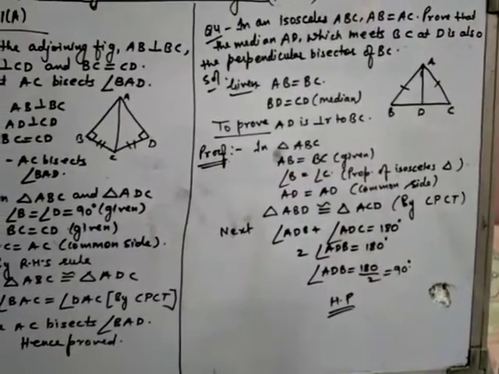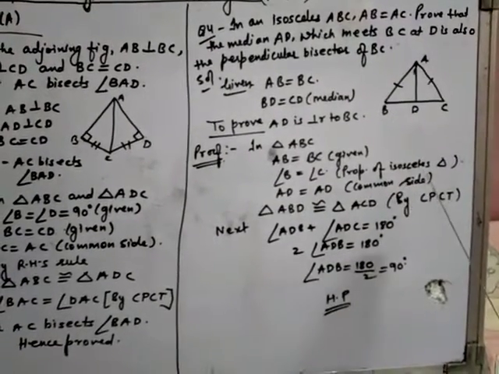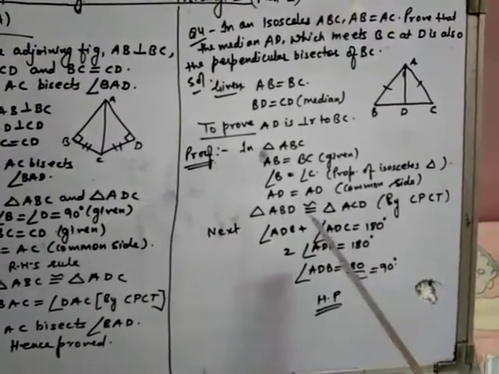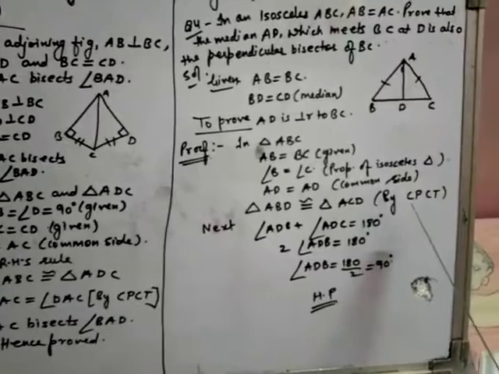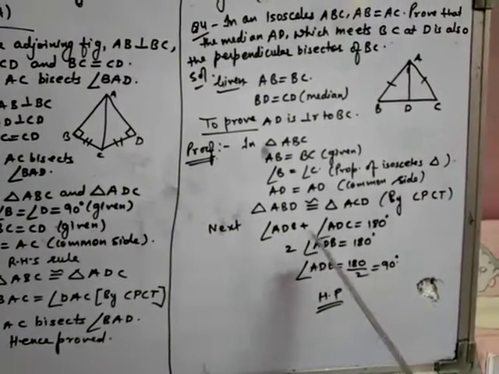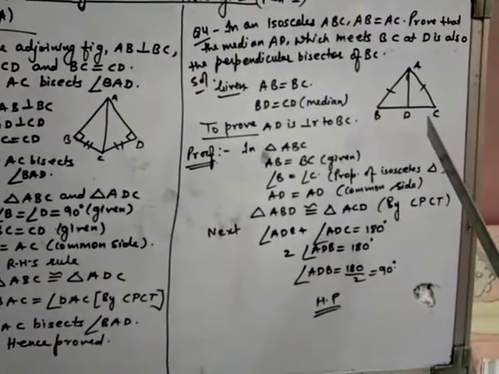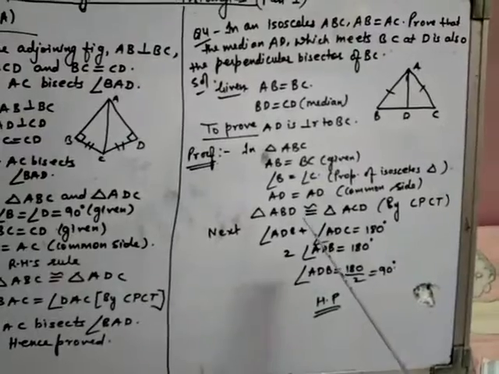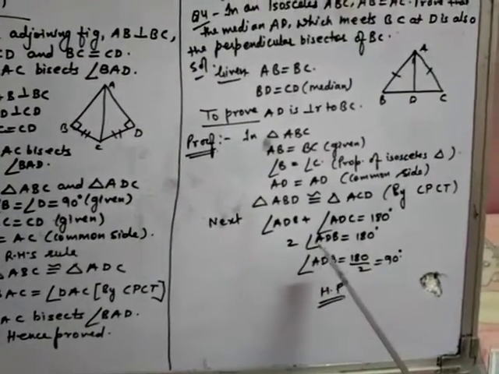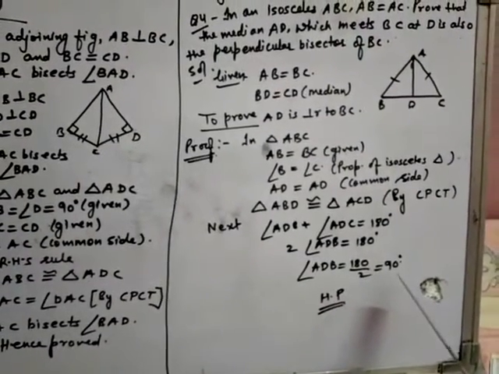Now proof. In triangle ABC, AB equal to AC, it is given in the question. Angle B equal to angle C, property of isosceles triangle. Then AD is equal to AD, common side. Therefore, triangle ABD is congruent to triangle ACD by CPCT, corresponding parts of congruent triangles. Next, student, angle ADB plus angle ADC equal to 180 degrees. We know that angle B is equal to angle C. Therefore, we can write 2 angle ADB equal to 180 degrees. Therefore, angle ADB equal to 180 divided by 2, which is 90 degrees.